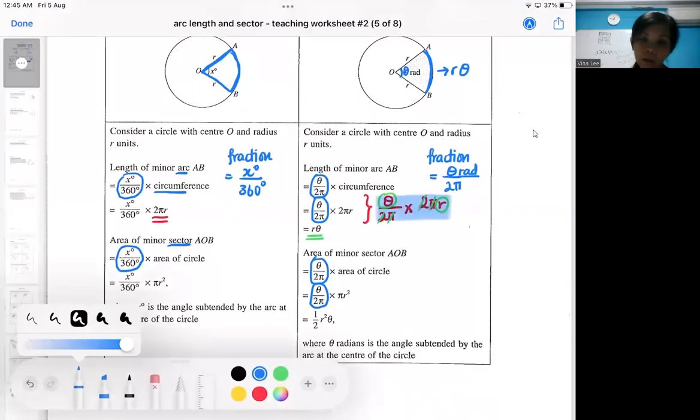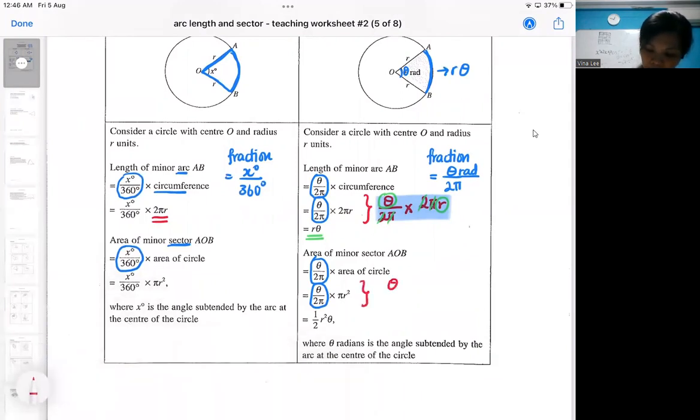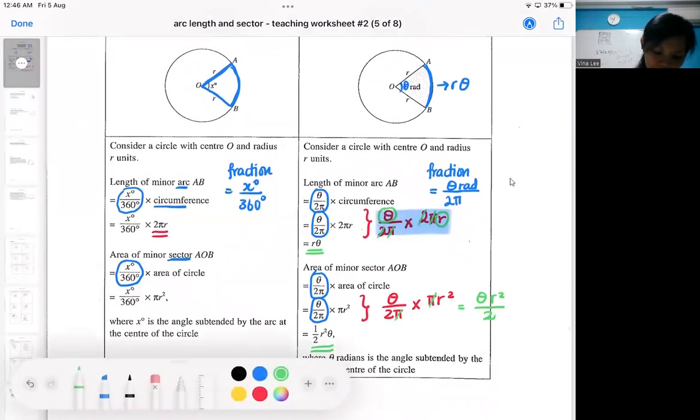The fraction is theta over 2 pi. Because of this, when I work it out with pi r squared, I have certain thing that I can cancel. My pi can cancel. And then I get theta r squared over 2. So theta r squared over 2 is actually the same as half r squared theta. So usually for me, I will directly use the half r squared theta. I leave it to you.